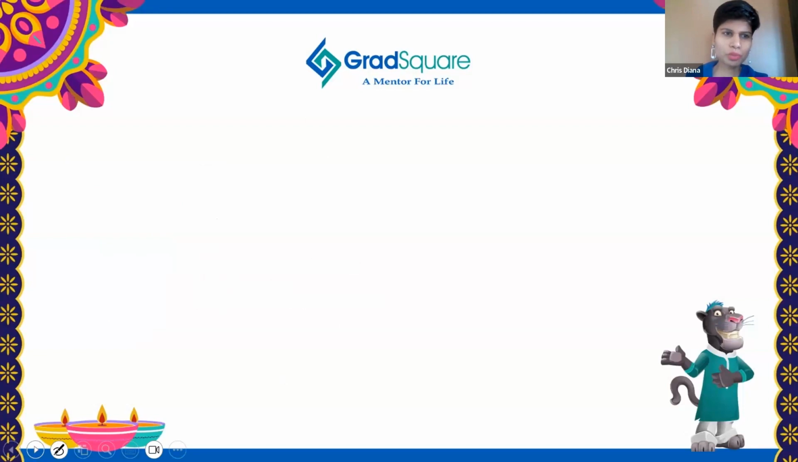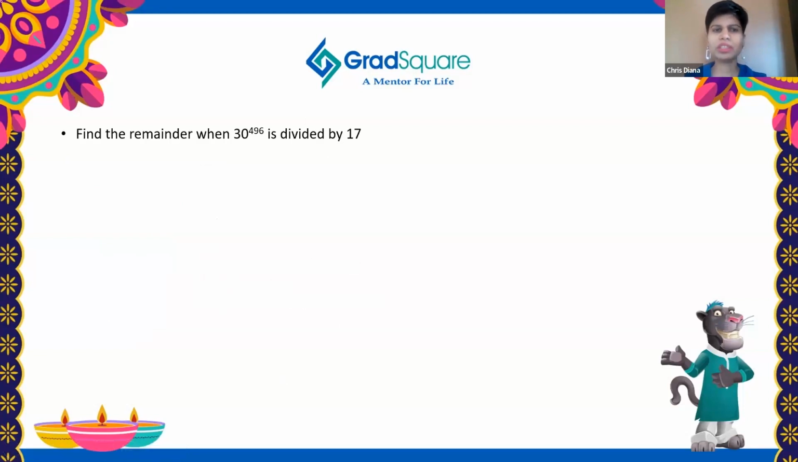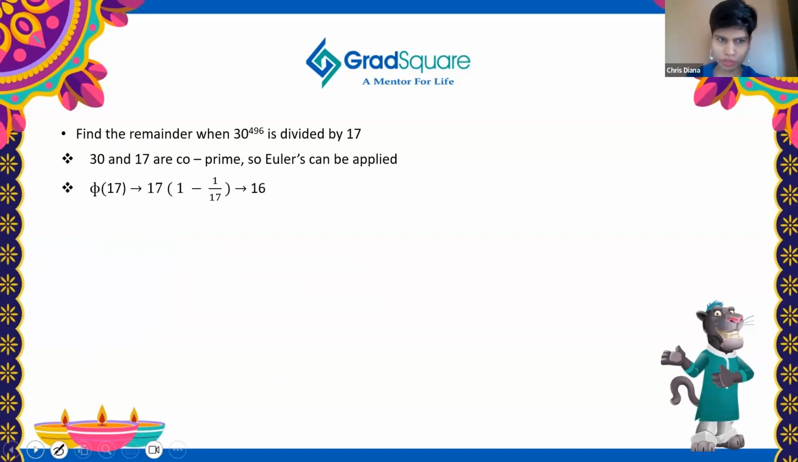Now let's take one more small example. Find the remainder when 30 to the power 496 is divided by 17. Now you will see that for this, 30 and 17 are co-prime to each other. So I can look to apply Euler's theorem. And before I go and apply Euler's theorem, I need Euler's totient function of 17. So 17 here is a prime number. So I know that all the positive integers below 17 have to be co-prime to it. So there will definitely be 16 positive integers below it and all will be co-prime.